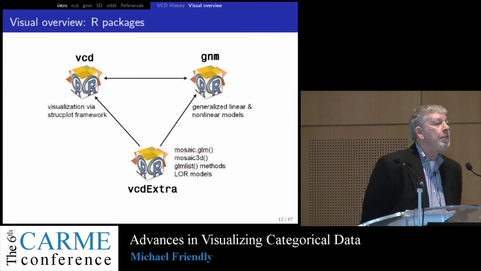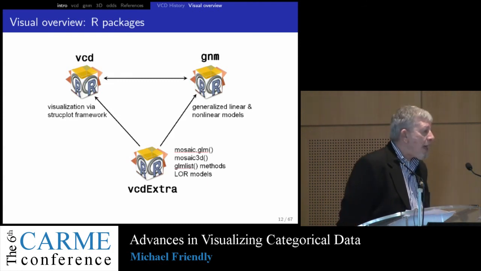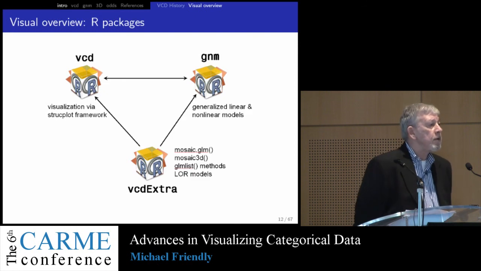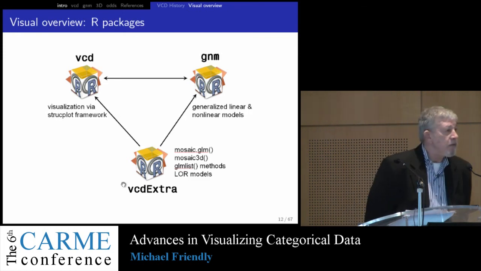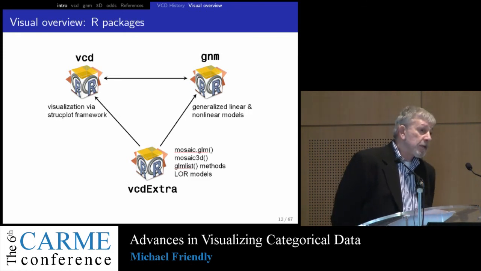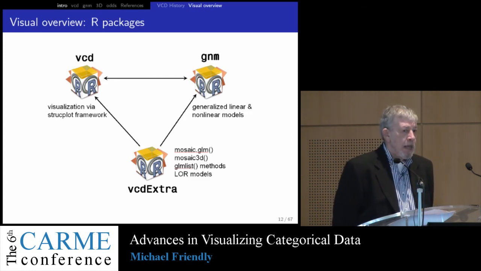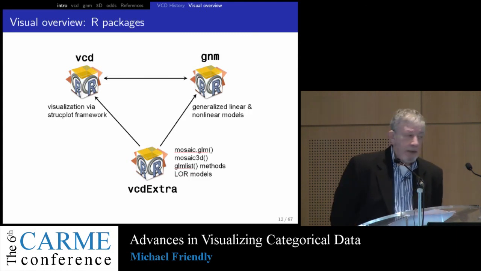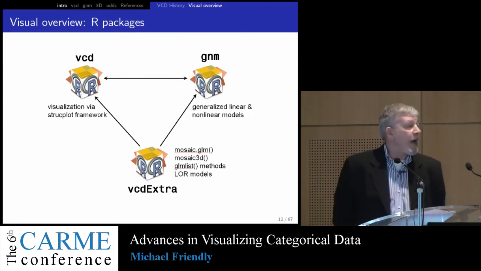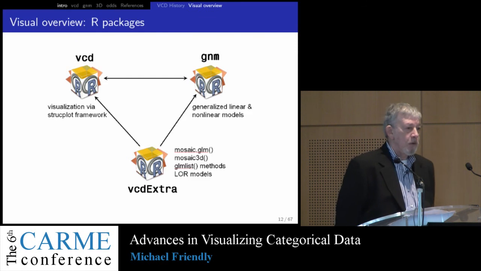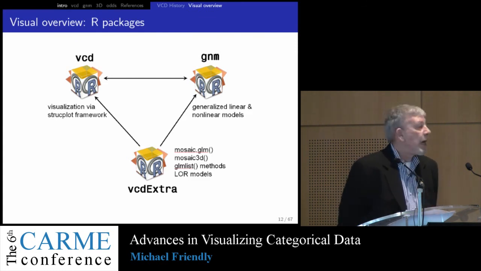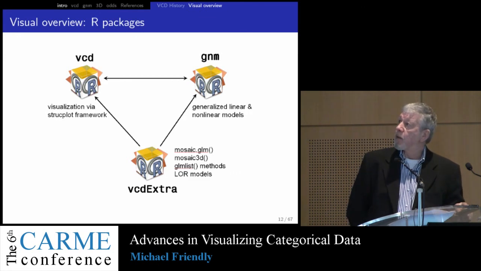So this will be a tale of three packages in R. The VCD package provides a general structure for visualizing categorical data. The GNM package extends generalized linear models to generalized nonlinear models, and in fact makes the fitting of these models easy to specify and easy to think about. My VCD extra package really provides glue between these two, introducing Mosaic displays for generalized linear and nonlinear models, 3D Mosaic displays, and a few other features.